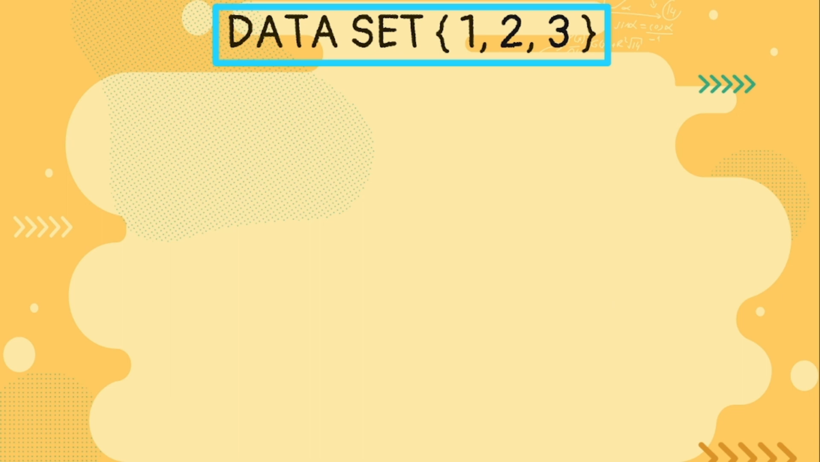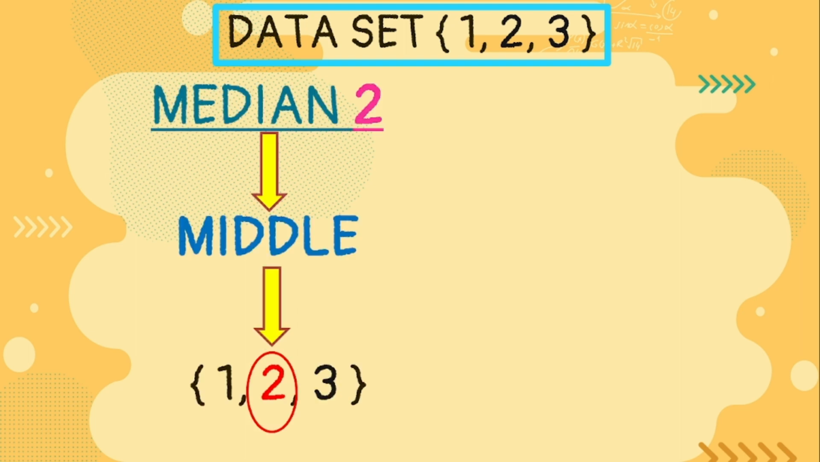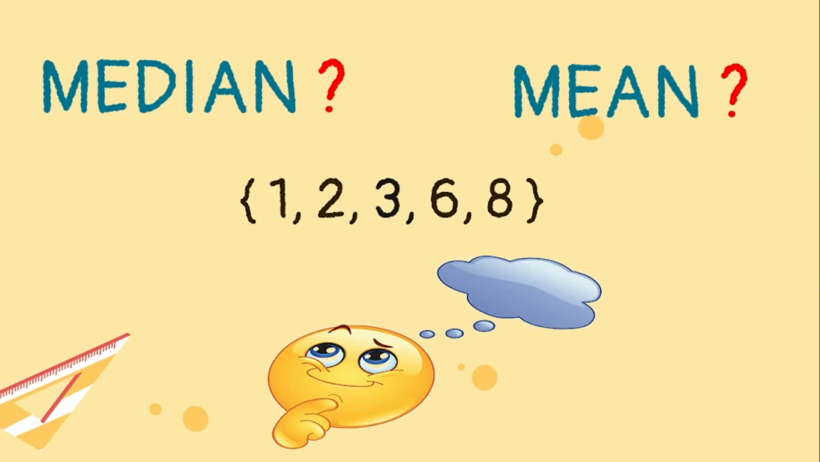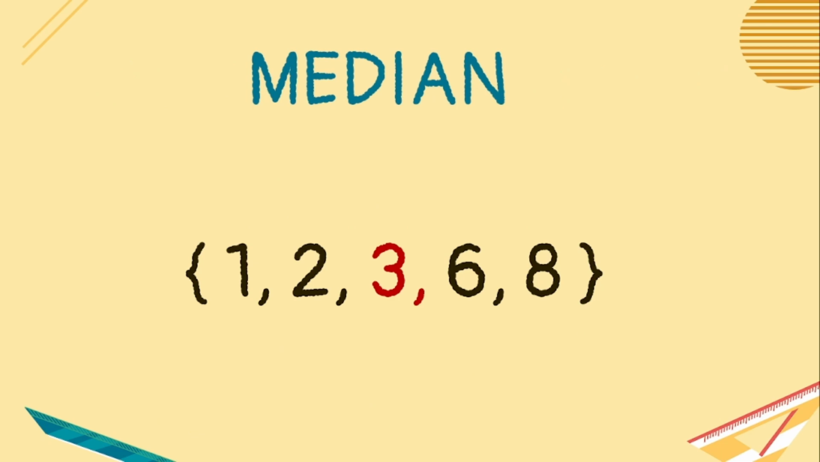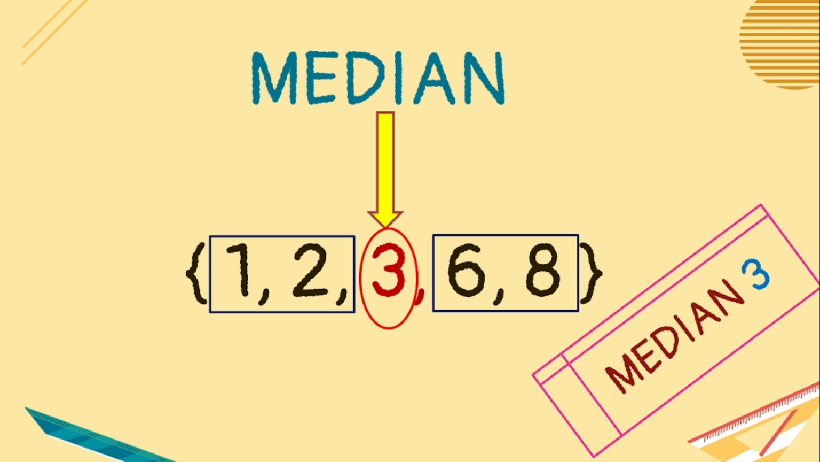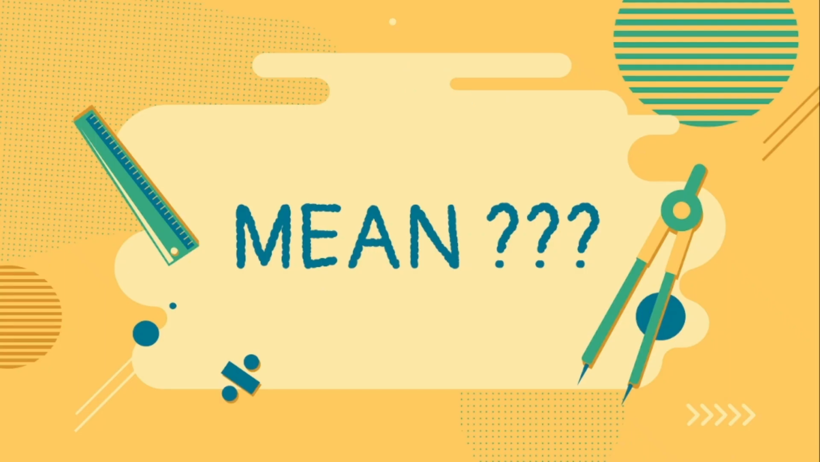Before we try a harder problem, I want to point out that sometimes the mean and the median of a dataset are the same number and sometimes they are not. In the case of our simple dataset 1, 2, 3, the median is 2 and the mean is also 2, as you can see. But what about the first dataset? We determined that the median of this dataset is 3. It's easy to see that the 3 is located in the middle since it splits the other members into two equal groups. But what about the mean?